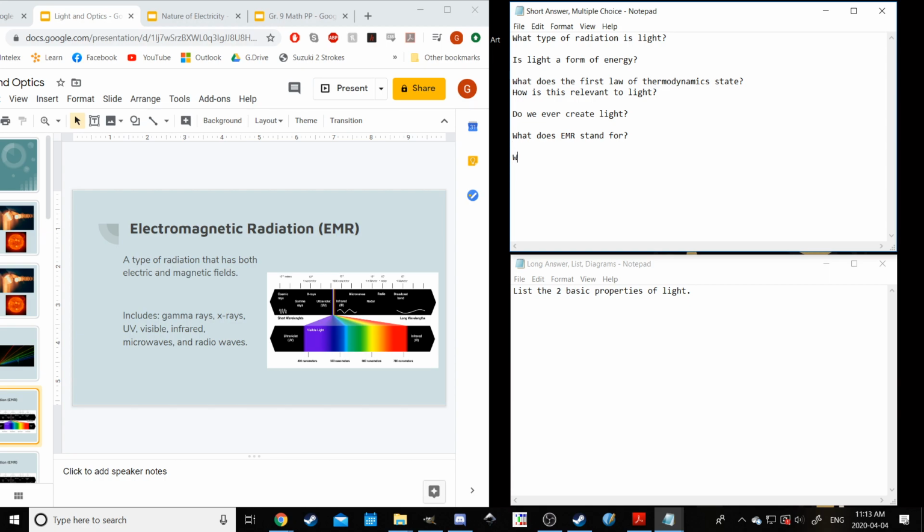And what types of fields does EMR contain? You'll notice it says both electric and magnetic fields. That will also help me remember it because the name is so kind of on the nose.